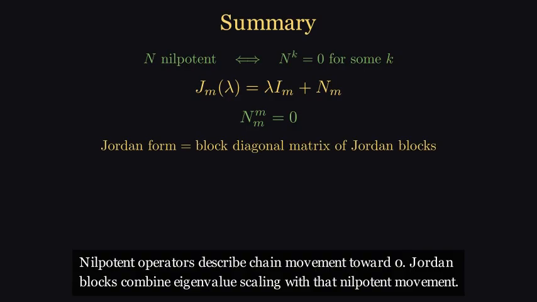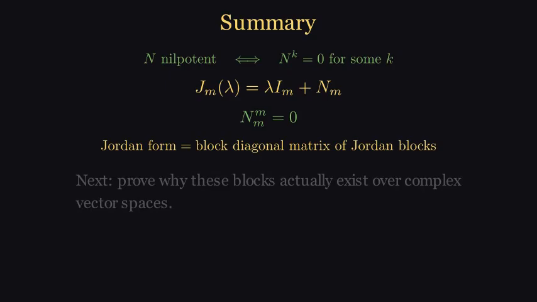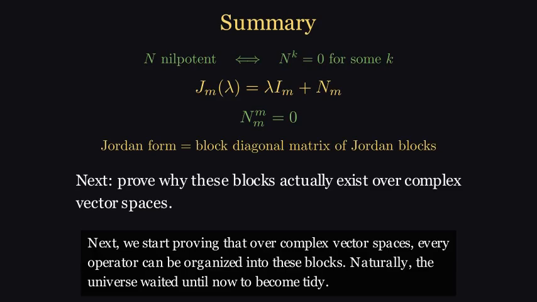Nilpotent operators describe chain movement toward 0. Jordan blocks combine eigenvalue scaling with that nilpotent movement. Next, we start proving that over complex vector spaces, every operator can be organized into these blocks. Naturally, the universe waited until now to become tidy.